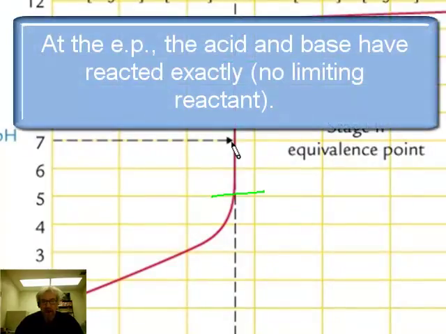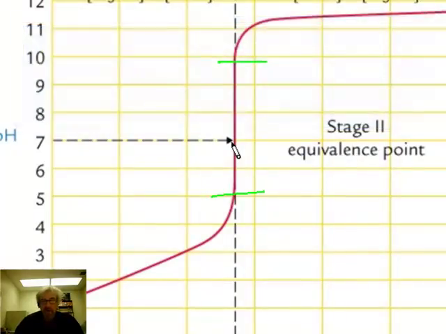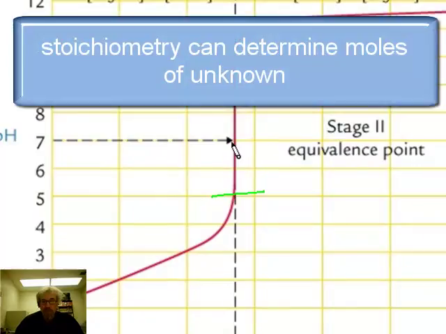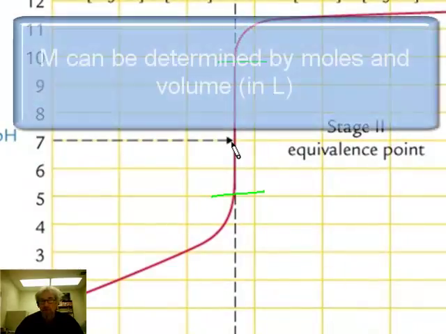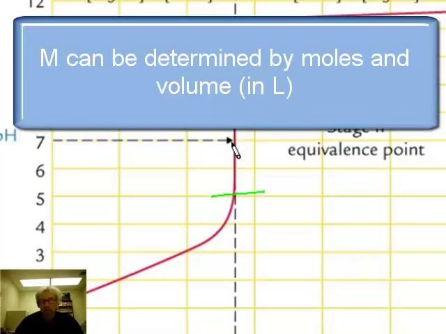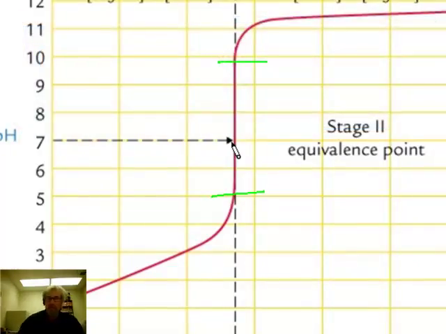First of all, at that equivalence point, the acid and base have reacted exactly. In other words, there's no limiting reactant. We also know the balanced chemical equation between the titrant and what's in the flask. And so stoichiometry can then be used to find the number of moles of the unknown, whether that's in the flask or the burette. And then molar concentration can be determined, if that's what you ultimately want, from moles divided by volume, as long as that volume is in liters. We're going to learn how to do this by looking at 3 example titrations.